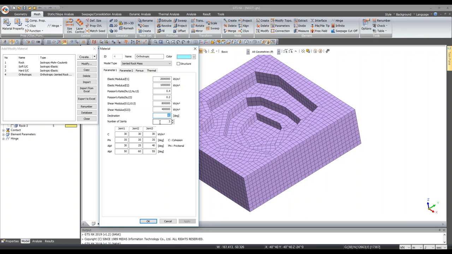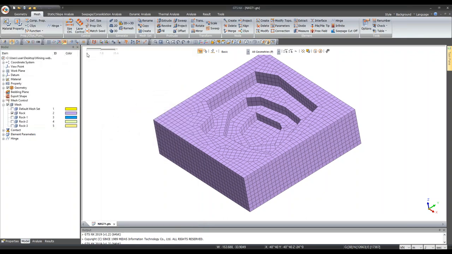And then you go for the number of joints. Suppose I'm having a joint, and I'm having filling materials there as well. So I can provide C and phi of those filling materials, and alpha 1, alpha 2 will be representing my dip angles. So all these can be directly incorporated in the software, and the software internally applies these discontinuities into your model that has been generated. So you can even go for discontinuities in rock, and later on you can run the slope stability analysis or your stress analysis. Basically, this jointed rock mass can work for your stress analysis.